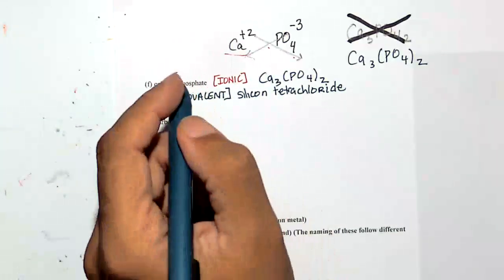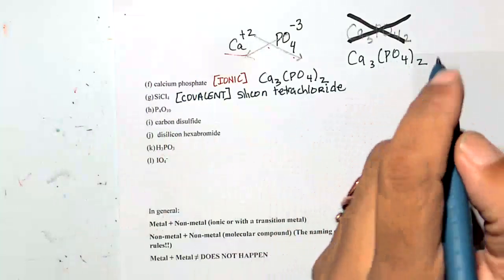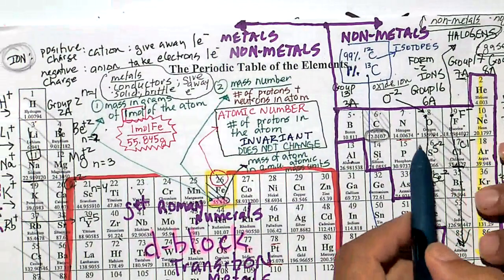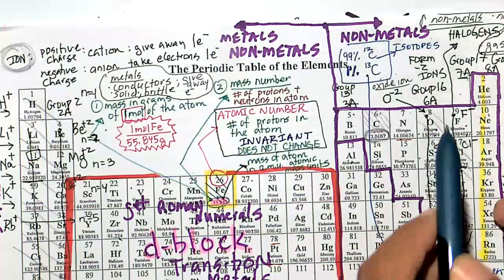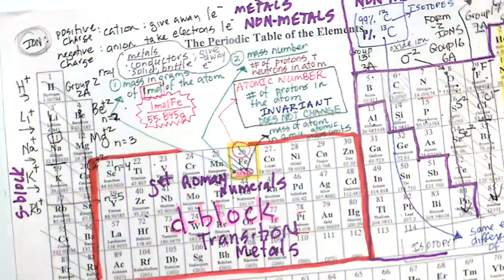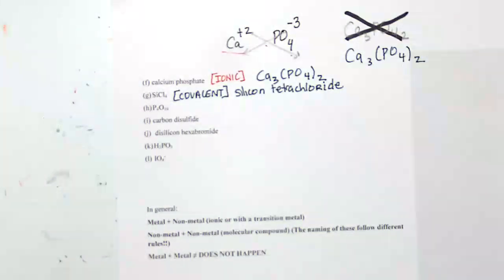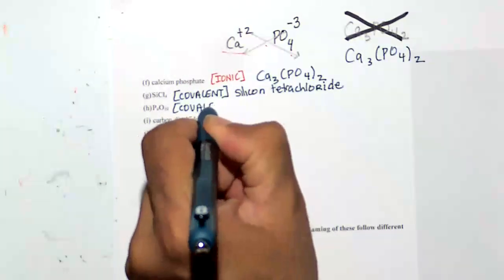How about P4O10? Covalent or ionic? We have phosphorus. Where's phosphorus here? Where's oxygen? We have oxygen here. Okay, so what do you guys think? It's to the left of this staircase. So, covalent.